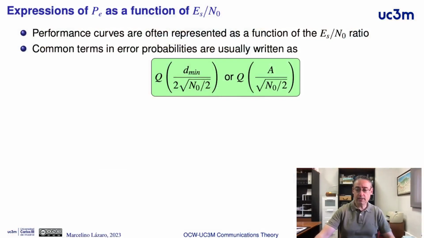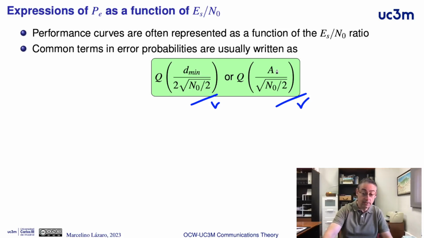In this video, we will see how it is possible to express the probabilities of error as a function of this ratio. In general, most of the expressions of the probability of error include terms like this one or this one. Typically, we have the Q function because the noise has a Gaussian distribution, and the arguments are typically half of a distance, maybe the minimum distance between symbols in the constellation, half of this distance divided by a square root of N0 halves, or in general, a given number divided by a square root of N0 halves.